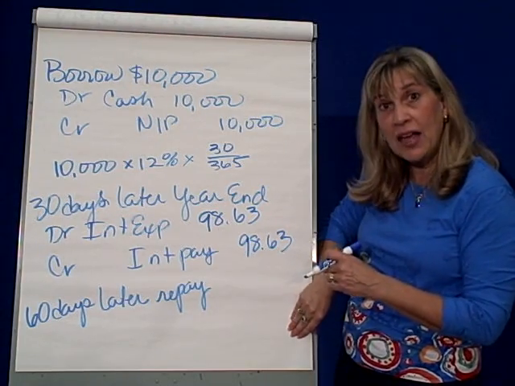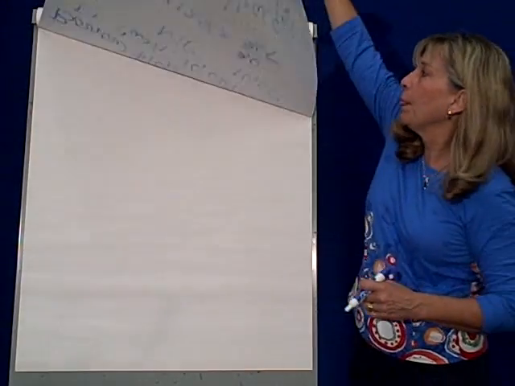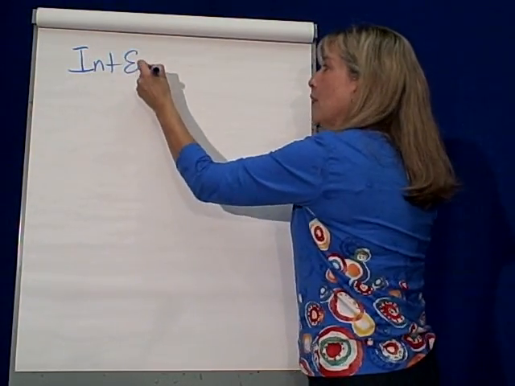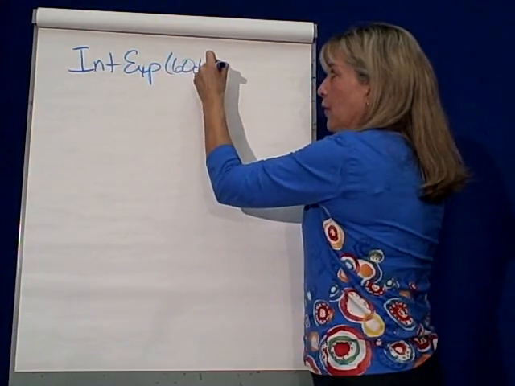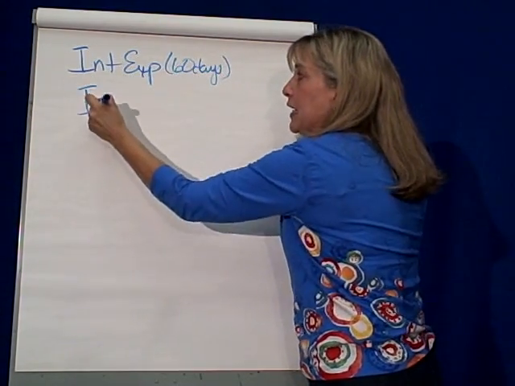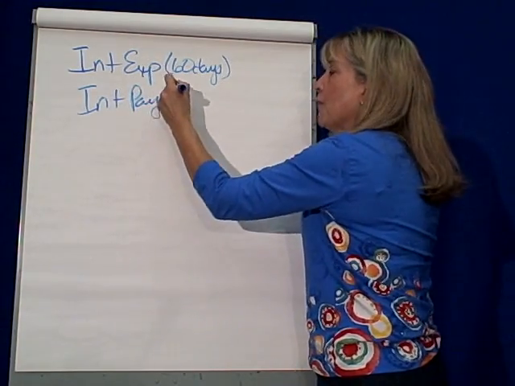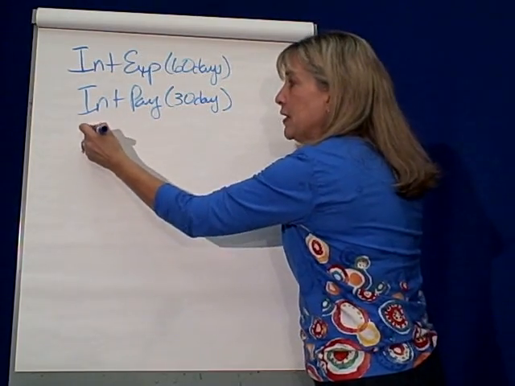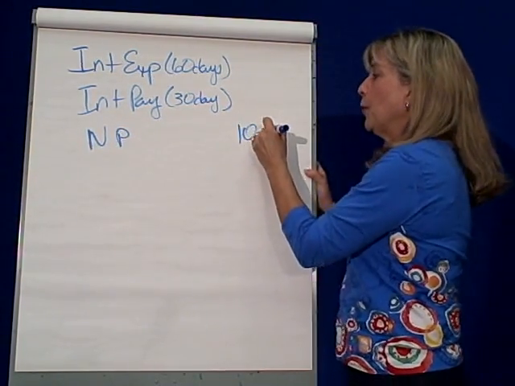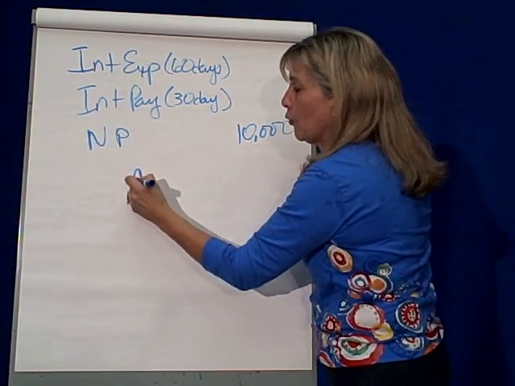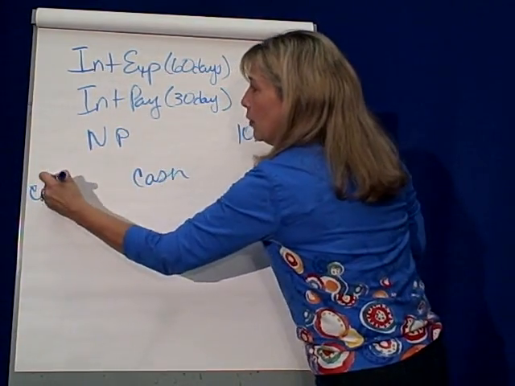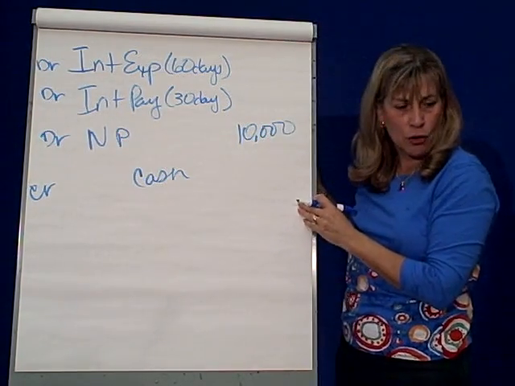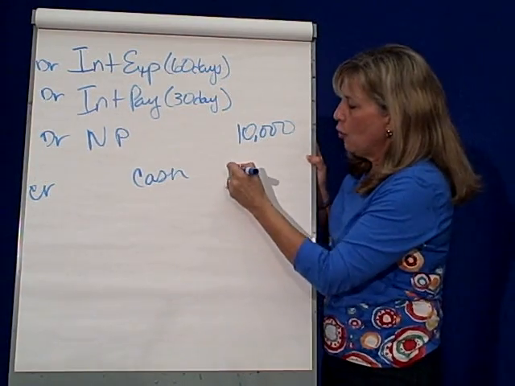So 60 days later, when we repay it, it looks like this. We're going to have interest expense for 60 days worth of interest. We're going to have a debit to interest payable for the 30 days that was in the previous year. We're going to be debiting note payable for the principal of $10,000, and we're going to credit cash. These are all debits for the maturity value.